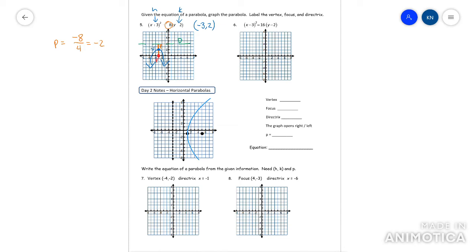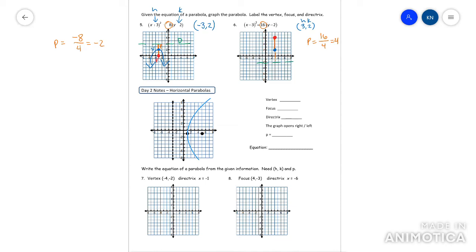All right, look at the next one. Go find your vertex to start. So change the x, change the y, so you get 3, 2 for your h, k. So go put that dot down. There we go. All right, now the tricky part's getting your p-value correct. So you take this number, 16, you divide it by 4. That tells you your p-value, +4. That means I go up 4 units to get to my focus. It means I go down 4 units to get to my directrix.